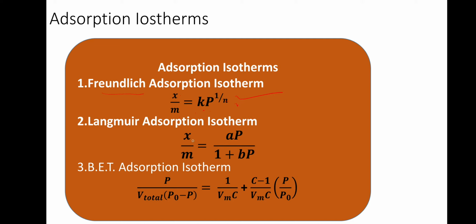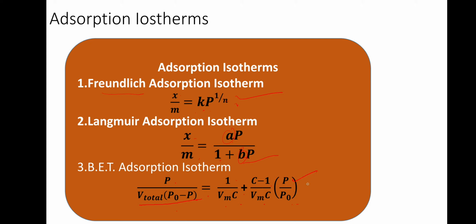Langmuir isotherm is X by M is equal to A into P divided by 1 plus BP, where A and B are constants. BET adsorption isotherm is P divided by V total into P0 minus P is equal to 1 by VMC plus C minus 1 divided by VMC into P by P0.